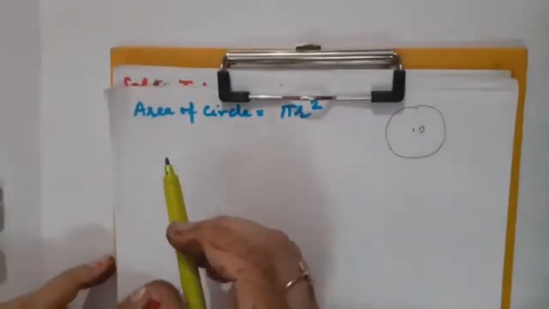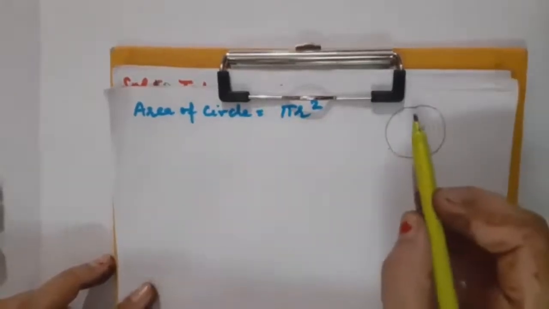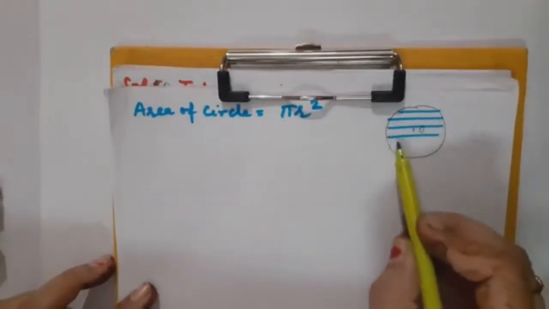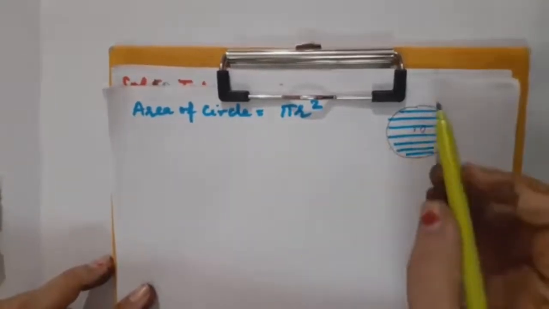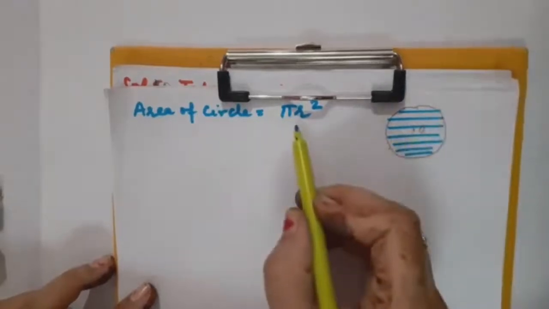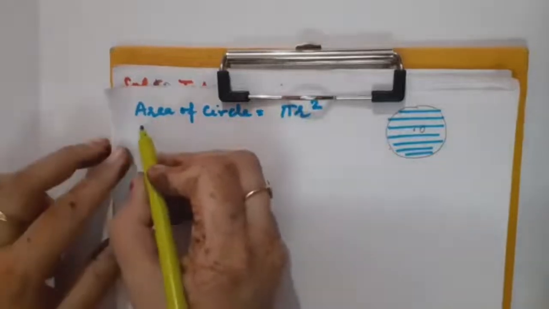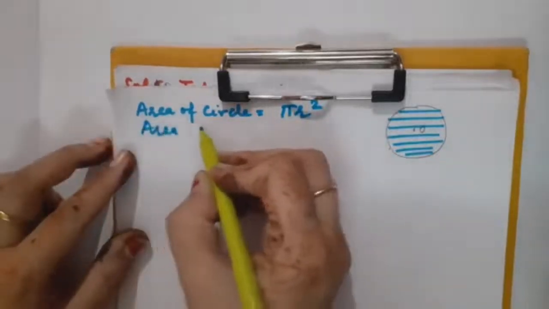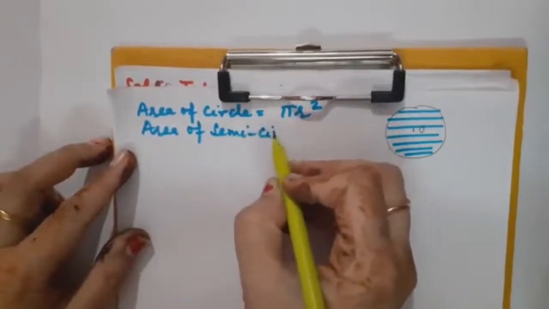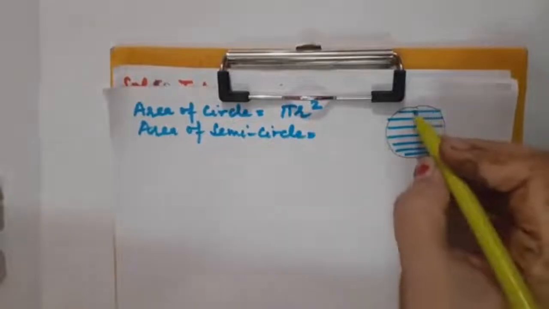Okay, now children, I am going to discuss the formulae which we are going to learn in this chapter. The very first formula is area of circle. Means I am going to calculate this complete region. How to calculate the area of this complete circle, that formula you know, that is pi r square, correct? The next formula is area of semicircle. Semicircle, I have just explained to you, is nothing but half of the circle, correct?